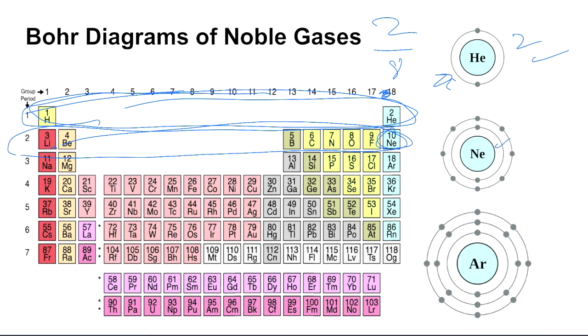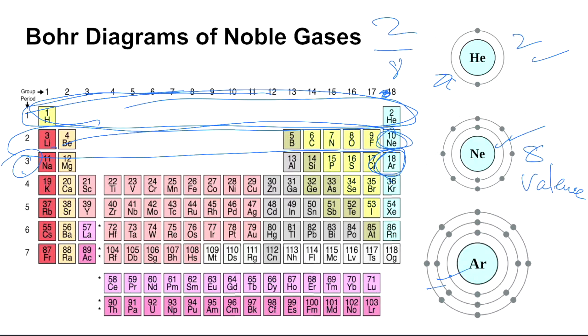So we have 2 electrons on that first energy level, and 8 valence electrons on the outermost energy level. Argon here, right, number 3, and argon third energy level, so it'll have 3 energy levels, 1, 2, 3.